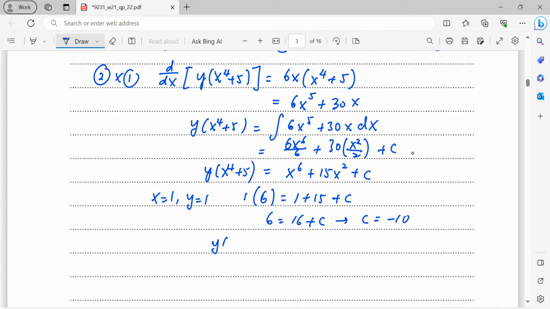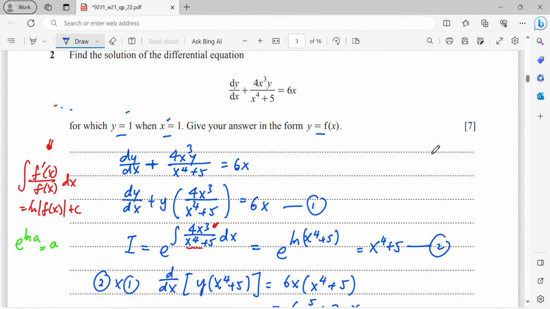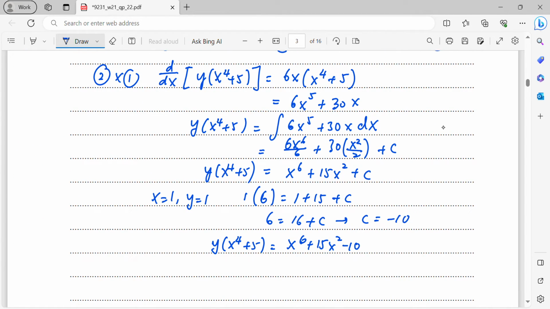Okay, so now I rewrite my solution. Then the question says you need to get y as the subject, y equals f(x). So I will just move down this x to the power 4 plus 5 to the right side. Then you will be getting the solution. Okay, so that's all for this question.